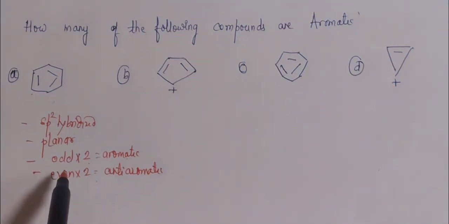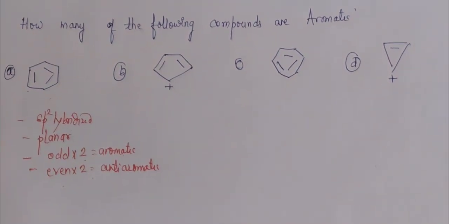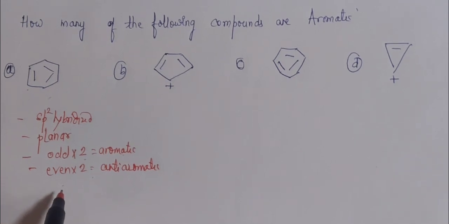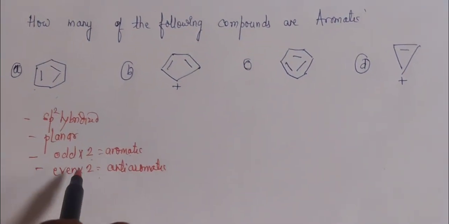I will explain what is the meaning of odd into 2 and even into 2. This is the short trick. We are not following Huckel's rule. This is a short-cut trick we are trying to understand.